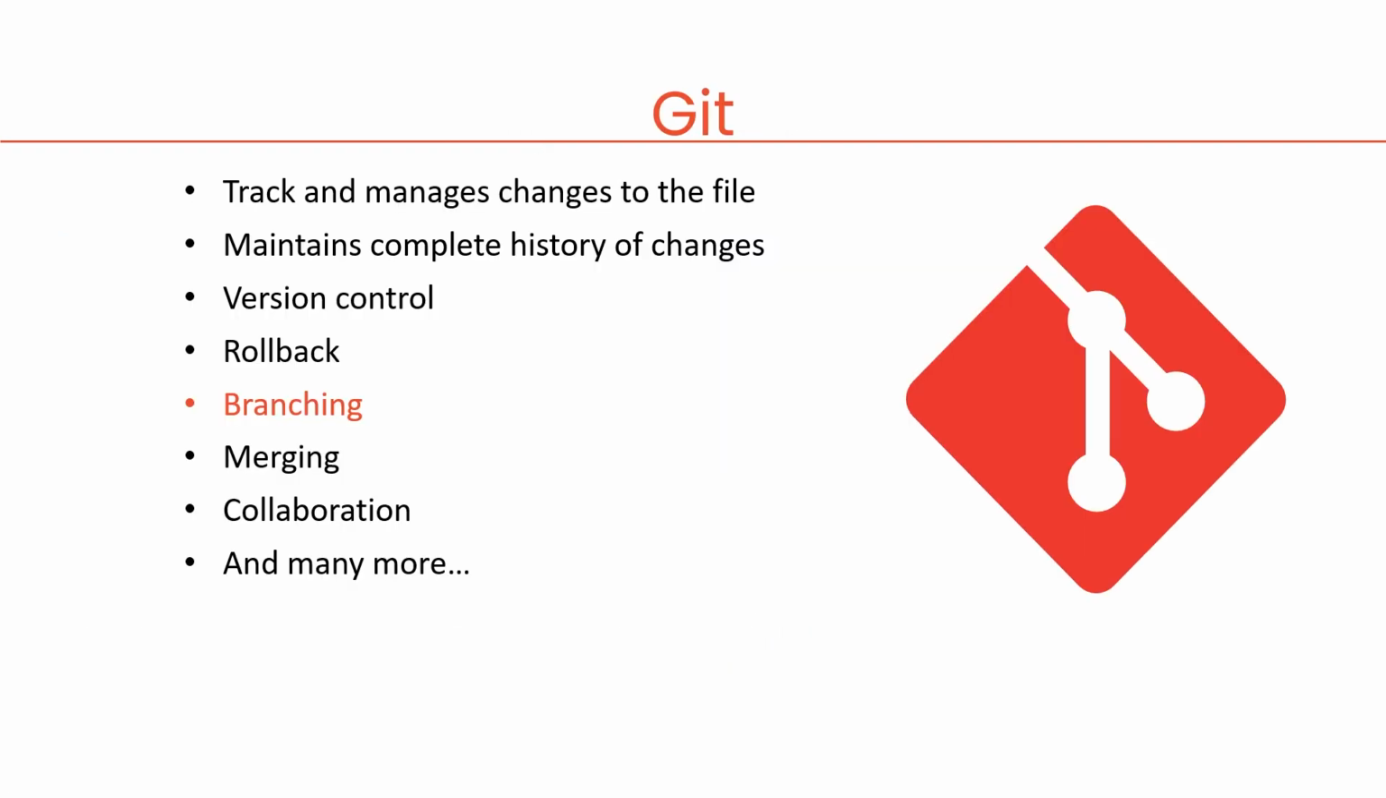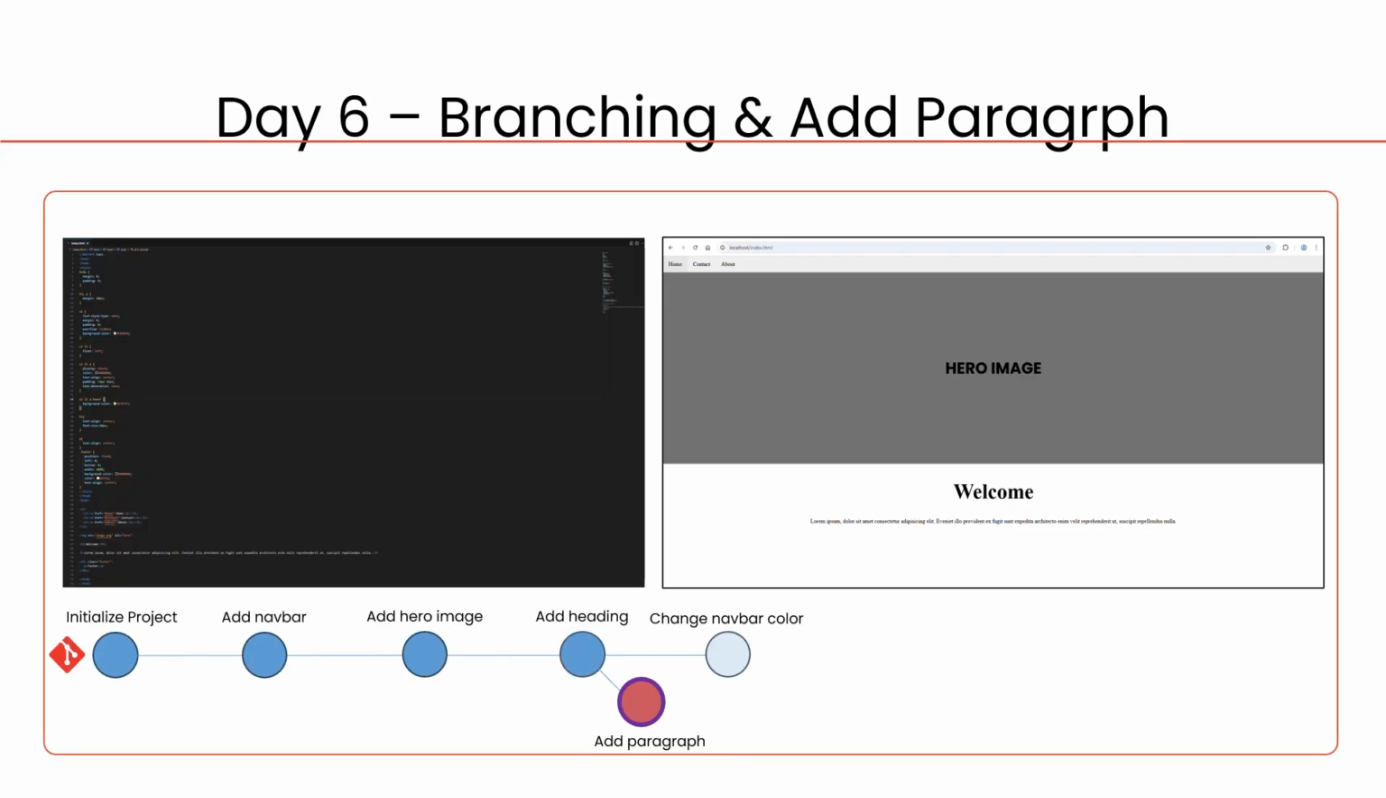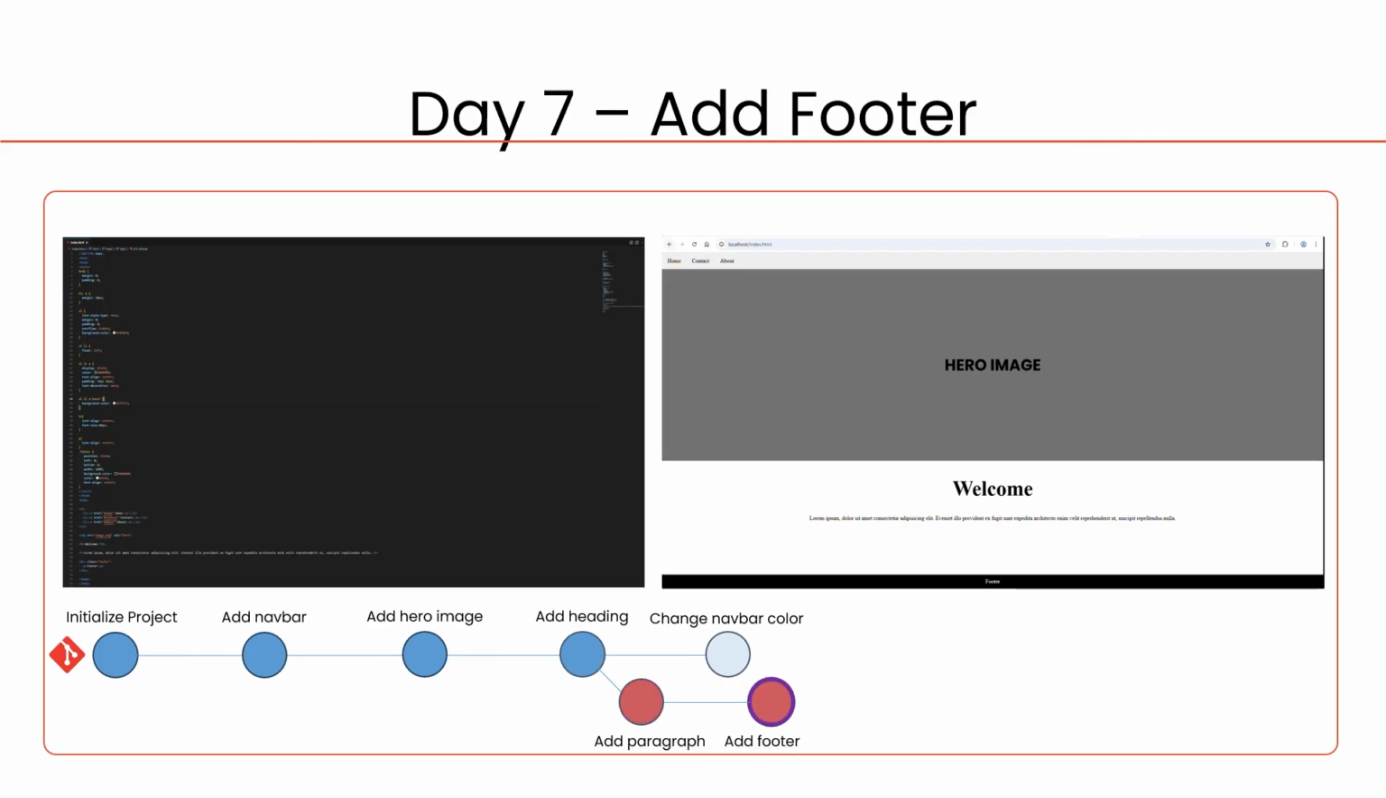Okay, so next let's talk about branching. So on day 6, I can create a new branch from this checkpoint. So I create a new branch from this checkpoint, then I added a paragraph and then I created another checkpoint. Day 7, I decided to add footer, and after adding footer, I created another checkpoint. So now you can see that I created a branch from this checkpoint. Then I added footer and I created another checkpoint with this branch.